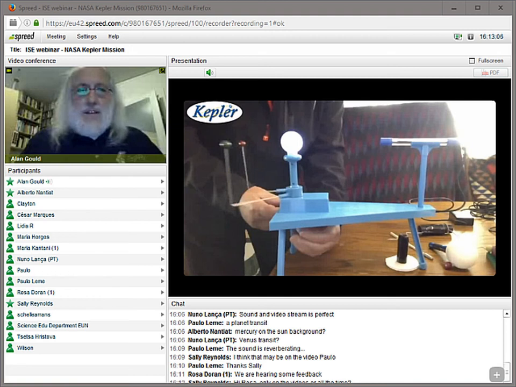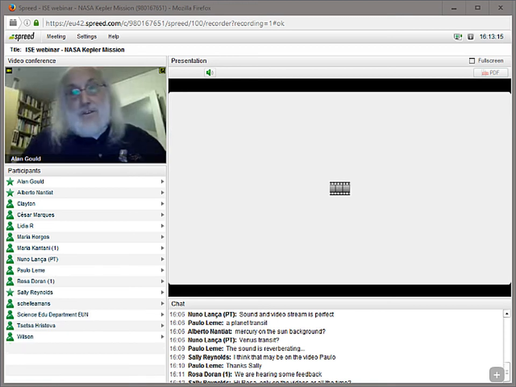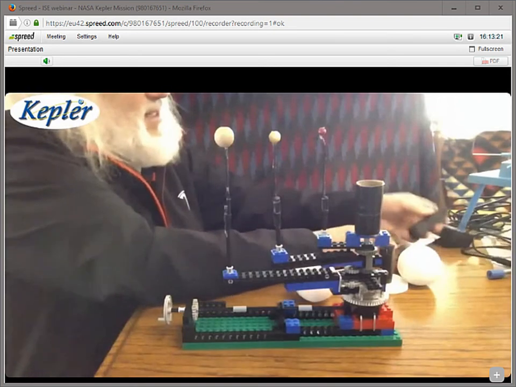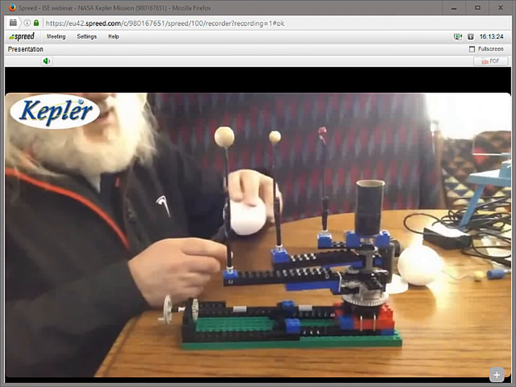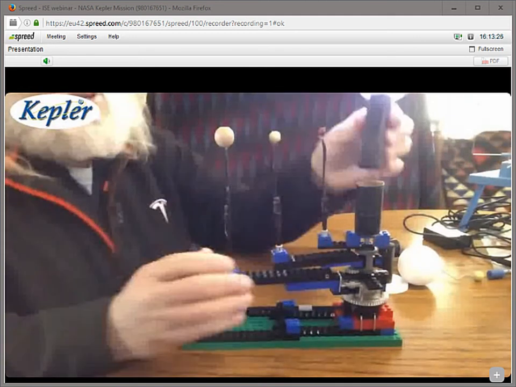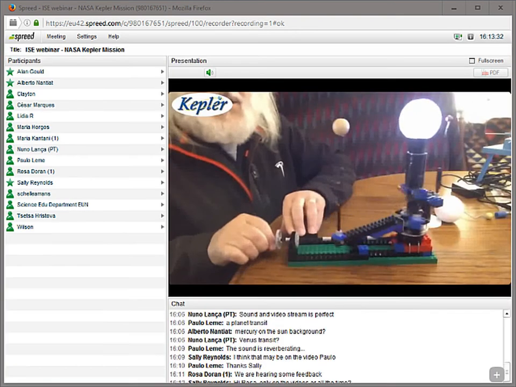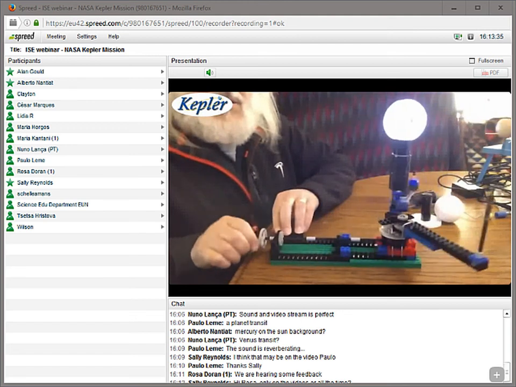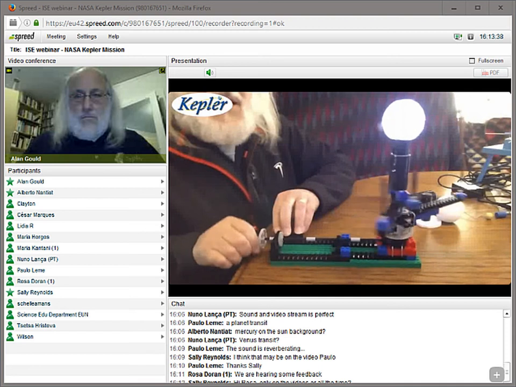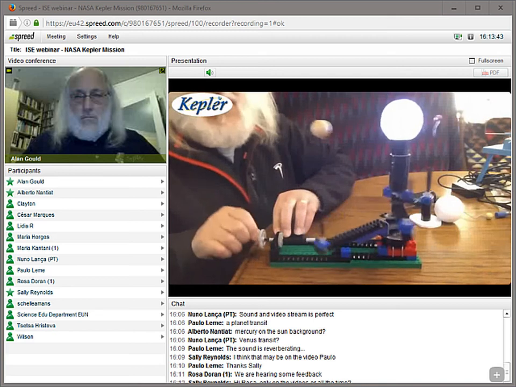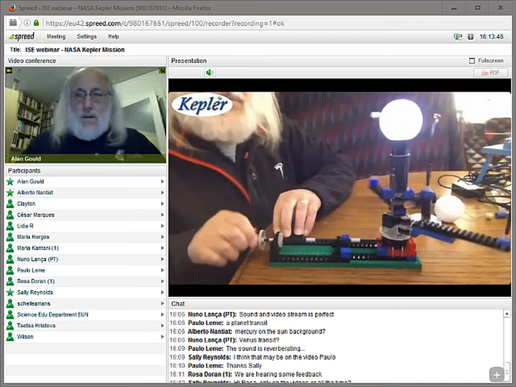But let's load up the next movie, and that will show just one more kind of model that you can have. This was actually one of the first models that we made. It's adapted so that you can put a star right here, and out of the Lego you can turn the crank and have the model go around. You can see that there are three planets here, so that's a three-planet model. There are instructions for how to build one of these on the Kepler website too.